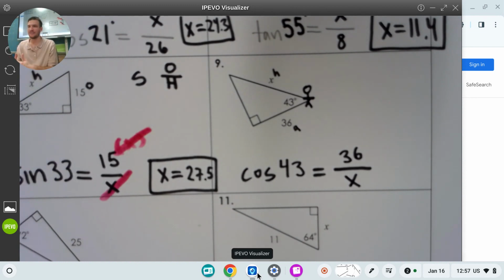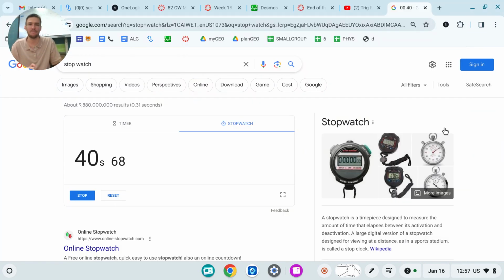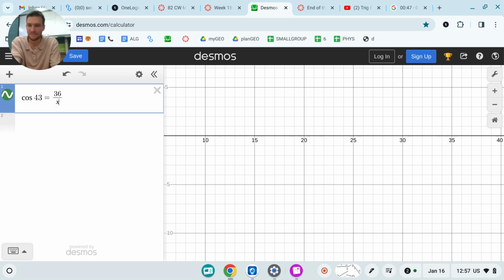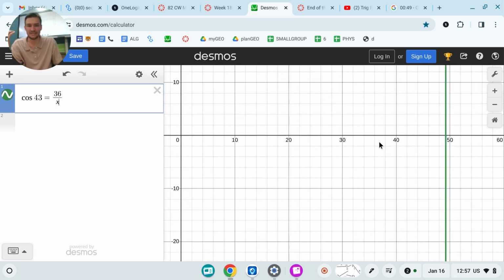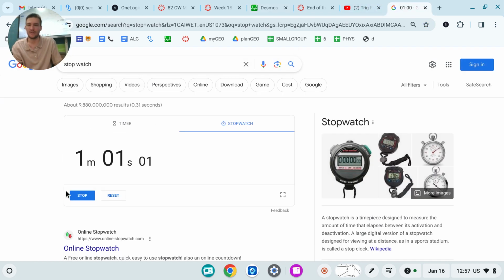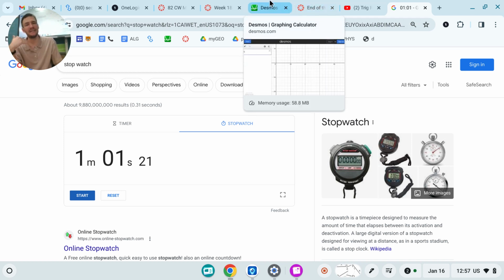This is what we just talked about. Dividing by x is going to cause a little bit of a problem on Desmos. So I'm going to go to Desmos. I'm going to type cosine 43 equals 36 divided by x. Desmos doesn't like this because we divided by x. Backspace, move it all the way to the front. Questions over. 49.2. That one took us exactly a minute, and I'm still explaining the whole thing.